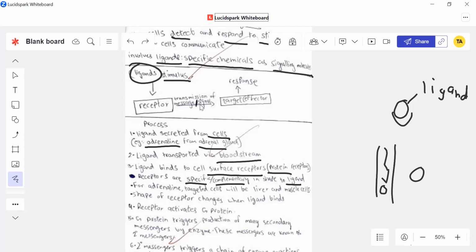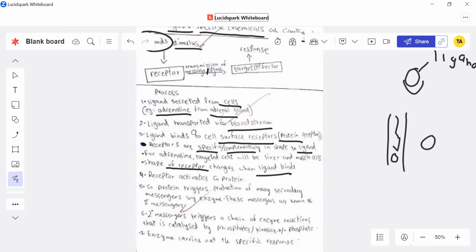For adrenaline, the targeted cells would be liver and muscle cells. So the liver and muscle cells would be targeted by adrenaline. The shape of the receptor changes when the ligand binds to the receptor.